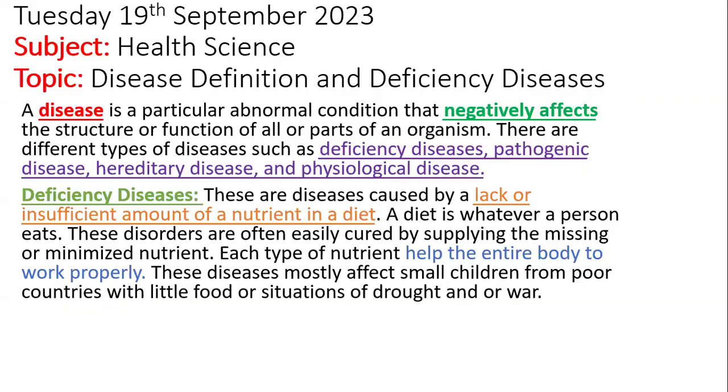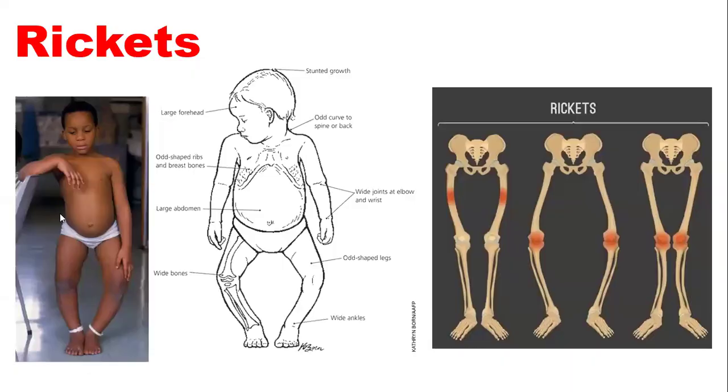So the first type is this one. Anyone know what we call this? Rickets. I saw somebody have that before. Rickets, very good. I thought it was called bow-legged. Yeah, but it's rickets.